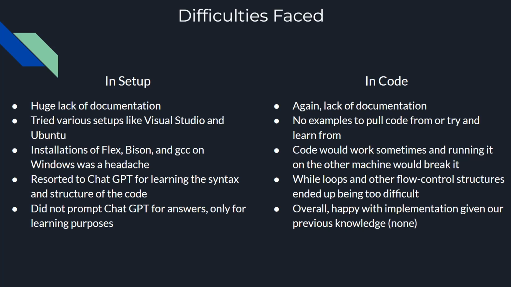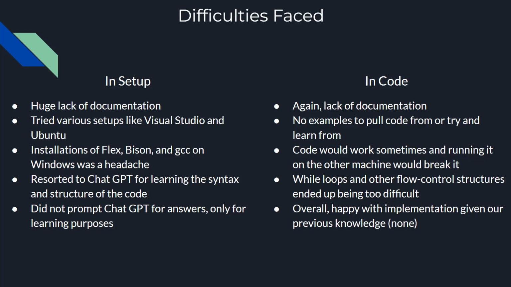to learn things like the $ syntax, or some of the yylval, various things that are unique to Flex and Bison that we wouldn't know from our previous coding experience, and that it was hard to find documentation of. For difficulties in code, we didn't really have any examples to pull from for code, or to try and learn from, as again, it was very difficult to find things online. Code would sometimes work on one machine and then break on the other machine, and we didn't know why. Some of the difficulties that we had in code came a lot with while loops and switch statements, which we tried to implement.